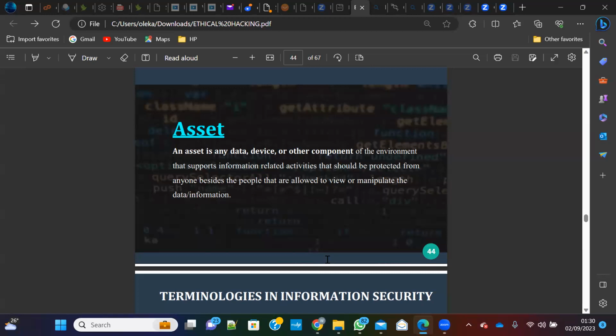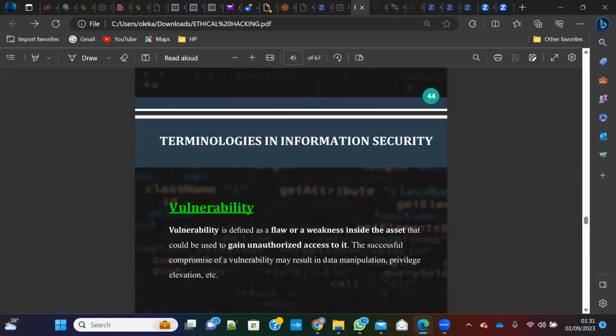So as a cybersecurity professional, you have to identify what the assets of the organization are and make sure that you protect them. Of course, that's the reason why you are being hired. You are hired to protect the assets from threats. That is the reason why you are hired as a cybersecurity professional.